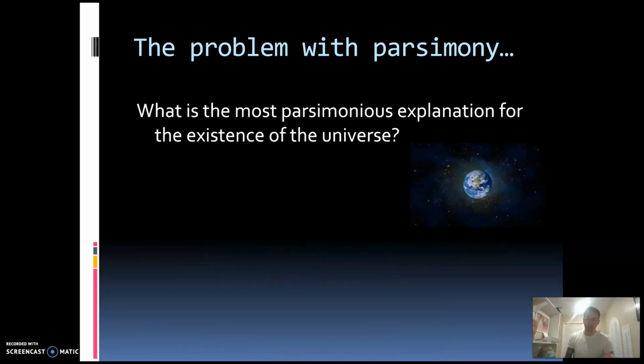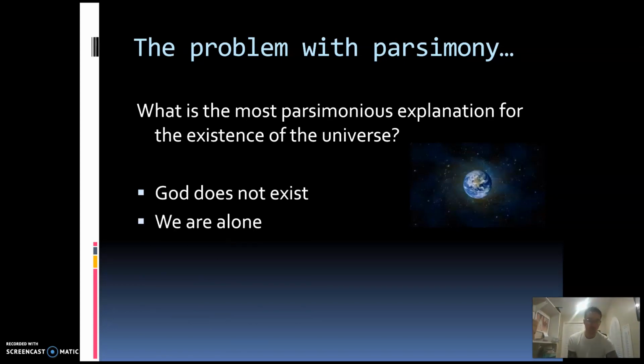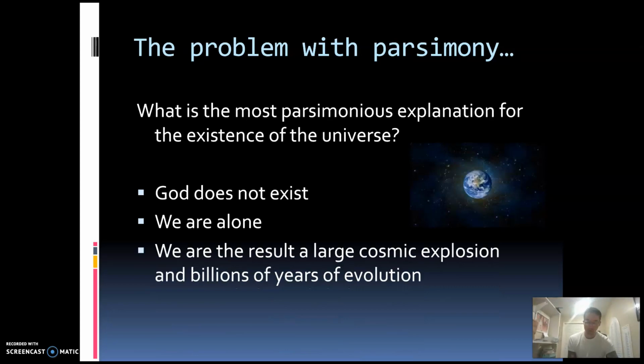So parsimony too. If we apply parsimony to what we know about human existence, right? What is the most parsimonious explanation for the existence of the universe? God doesn't exist, right? We are alone. We're essentially the endpoint, or far down the line of billions of years of evolution, 14 to be precise, right? And essentially, our planet has won tons of cosmic lotteries to allow it to sustain life, and here we are.